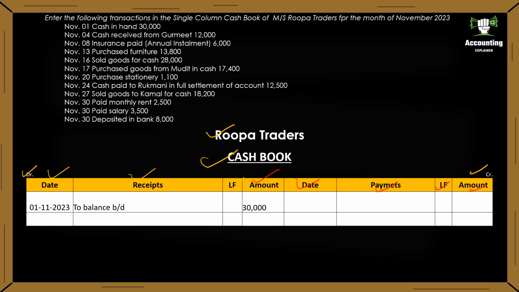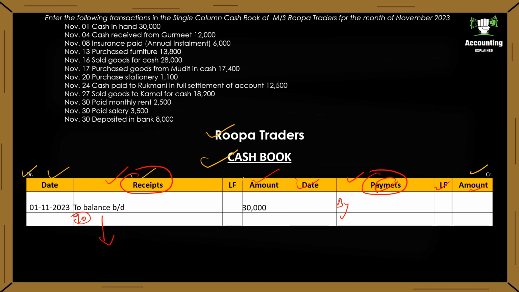Usually in a ledger account, instead of receipts we will write particulars, right? And here also we will write particulars. But in the cash book, on the left side we are going to write receipts, and on the right side we are going to write payments. Whatever receipts we are receiving will be written on the debit side. Usually the debit side starts with 'To', and the credit side starts with 'By'. So this is the same as we do in the ledger account.